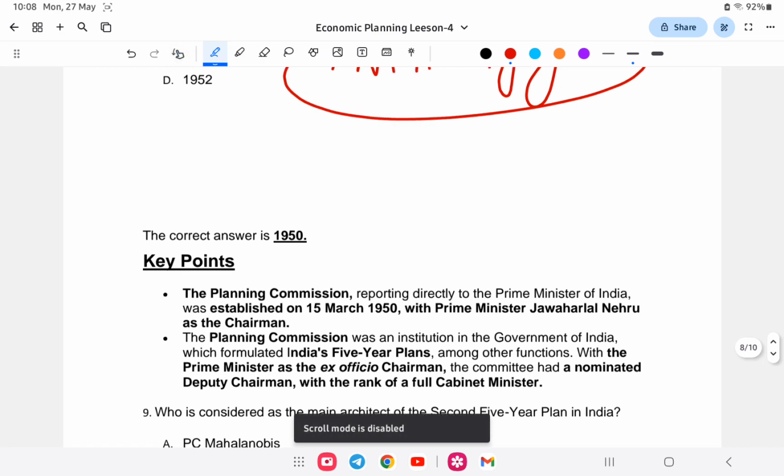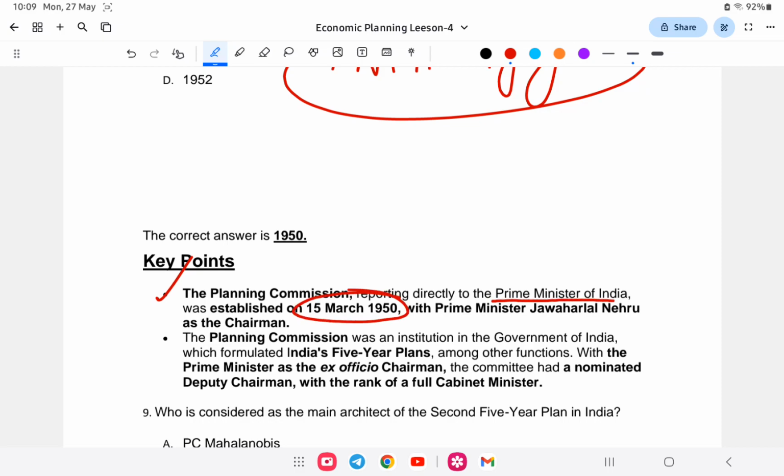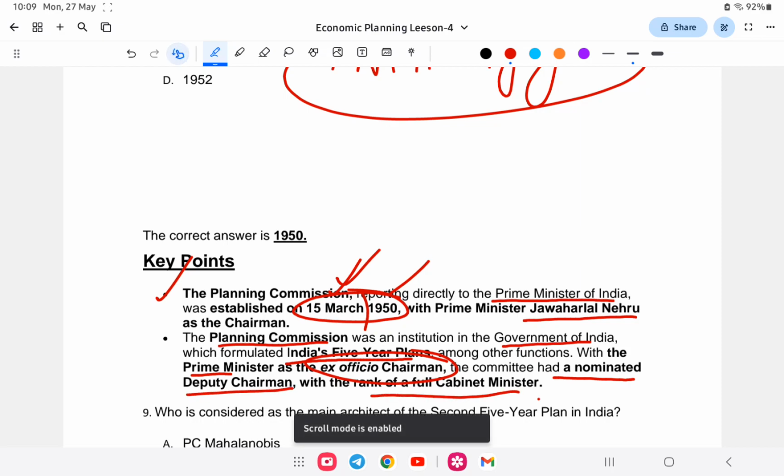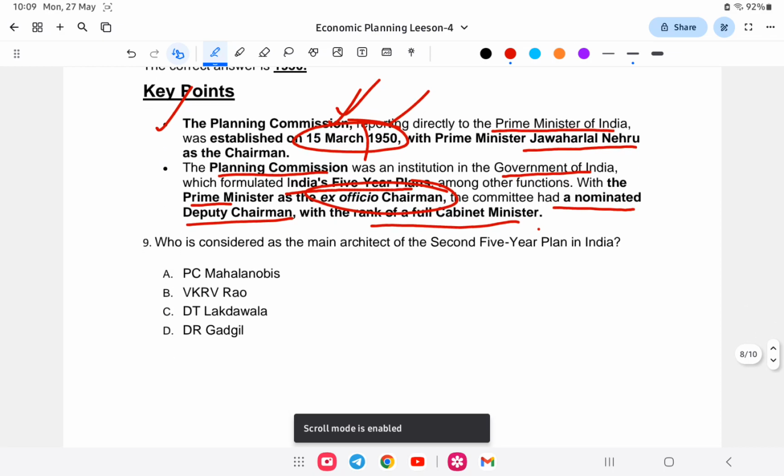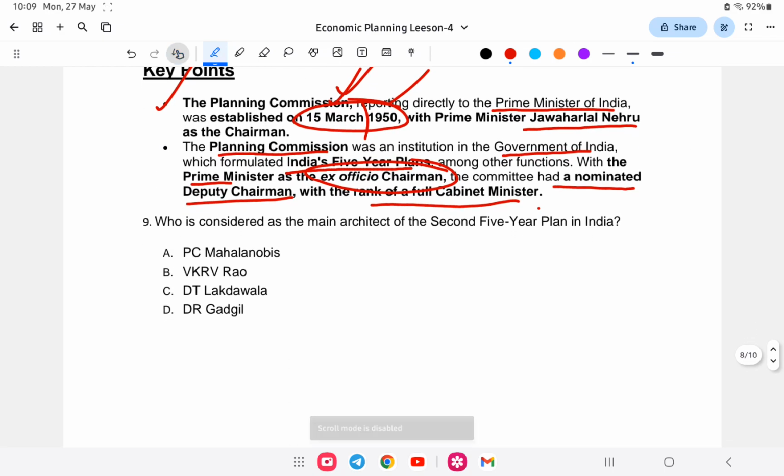So let us study about the previous Planning Commission. The Planning Commission reports directly to the Prime Minister of India, established on 15th of March, by Jawaharlal Nehru. The Planning Commission was an institution in the government of India which formulated India's 5-year plans. With the Prime Minister as the ex-officio chairman, the committee had a nominated deputy chairman with the rank of a full cabinet minister. Next question. Who is considered as the main architect of the second 5-year plan?